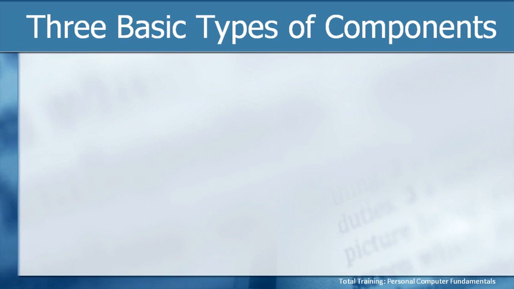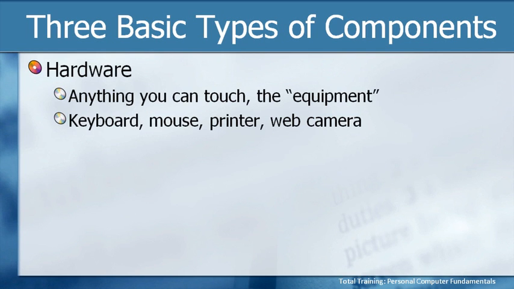As far as we're concerned, I always want to make things simple. I know that technology and computers can be very complicated. It can take years to get really good at knowing particular systems or how to put them together or fix them. That's not our purpose. We want to keep it simple. So in doing that, we're going to start off with the 3 basic types of components in every computer system. The first type of component is known as hardware. Hardware is anything that you can touch, the equipment that you have. That can include things like the keyboard, the mouse, the printer, or a web camera.